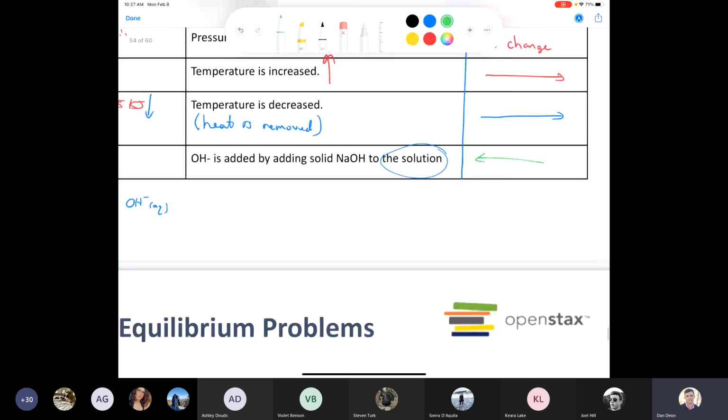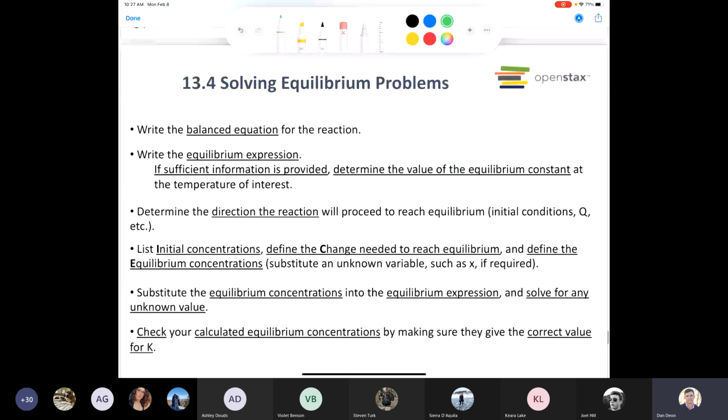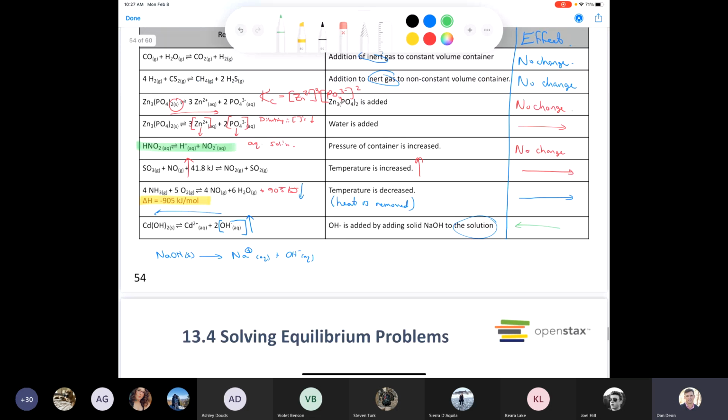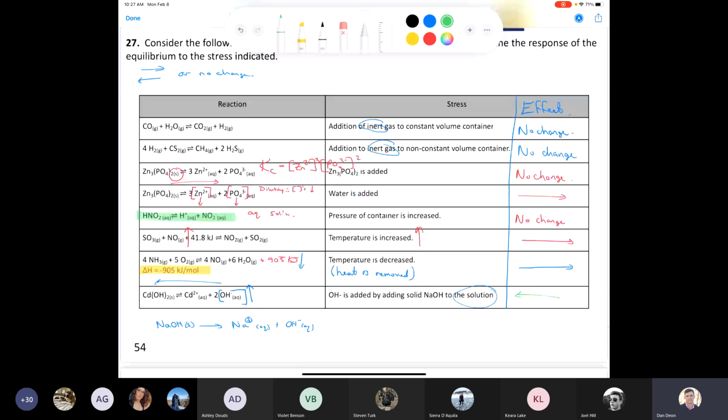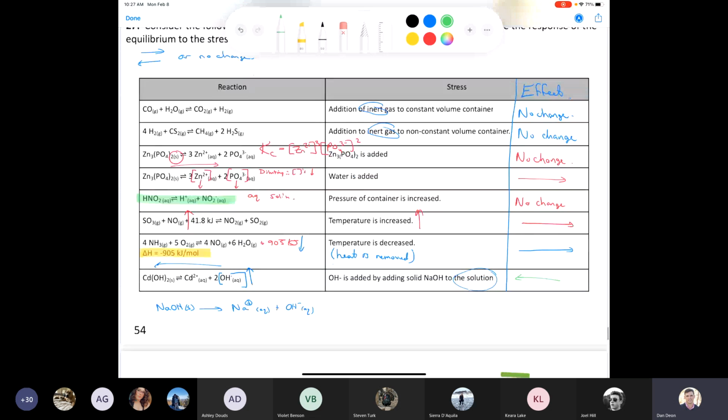So, some practice with Le Chatelier's principle. Now, 13.4 is a section that you could sit here and talk about all day, but I think the best thing you could do with section 13.4 is to simply practice problems. It says solving equilibrium problems. The first thing you want to do is have a balanced equation. You look at all of these problems, they all involve a balanced reaction.